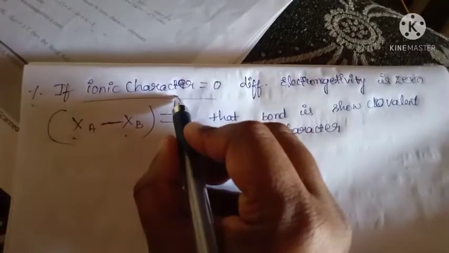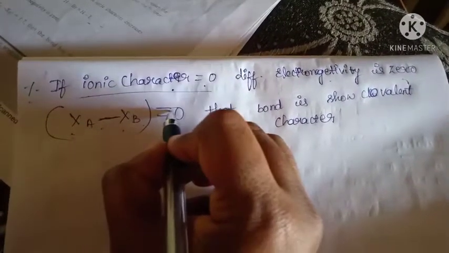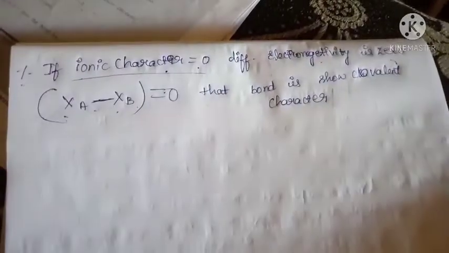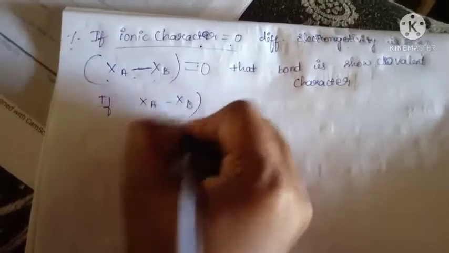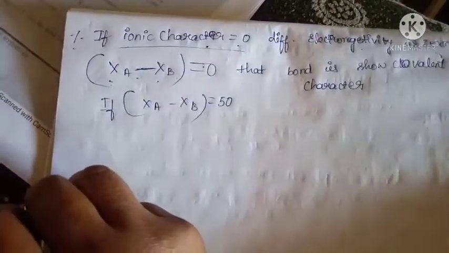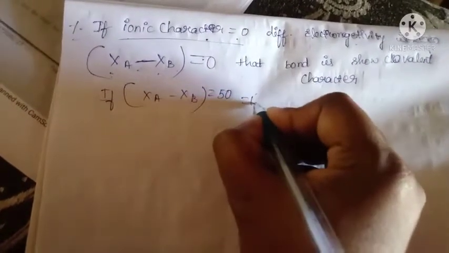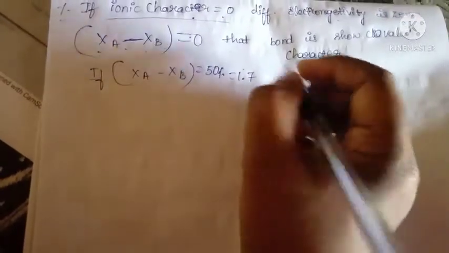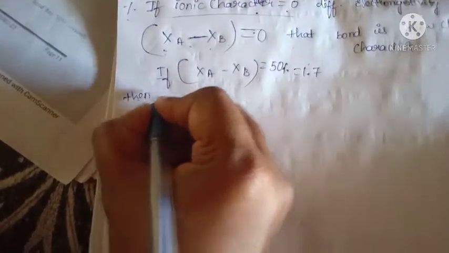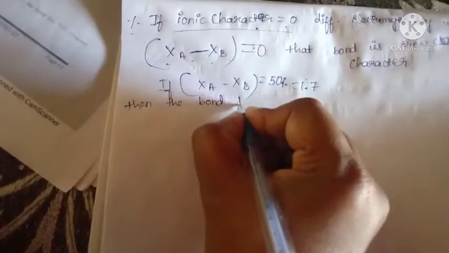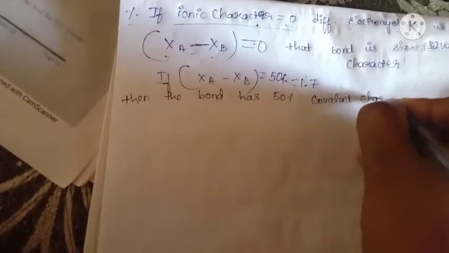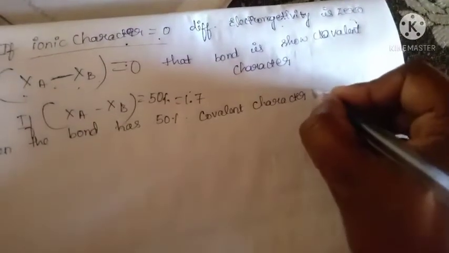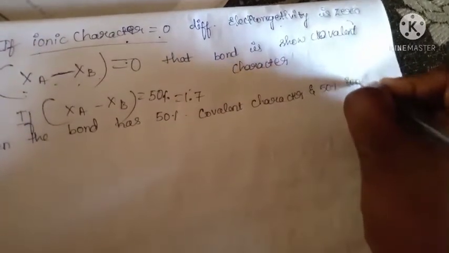It means if ionic character is absent, the difference of electronegativity is 0, that is Xa minus Xb is equal to 0, then that bond shows the covalent character. Okay. If Xa minus Xb is almost 1.7, meaning 50%, then the bond has 50% covalent character and 50% ionic character.